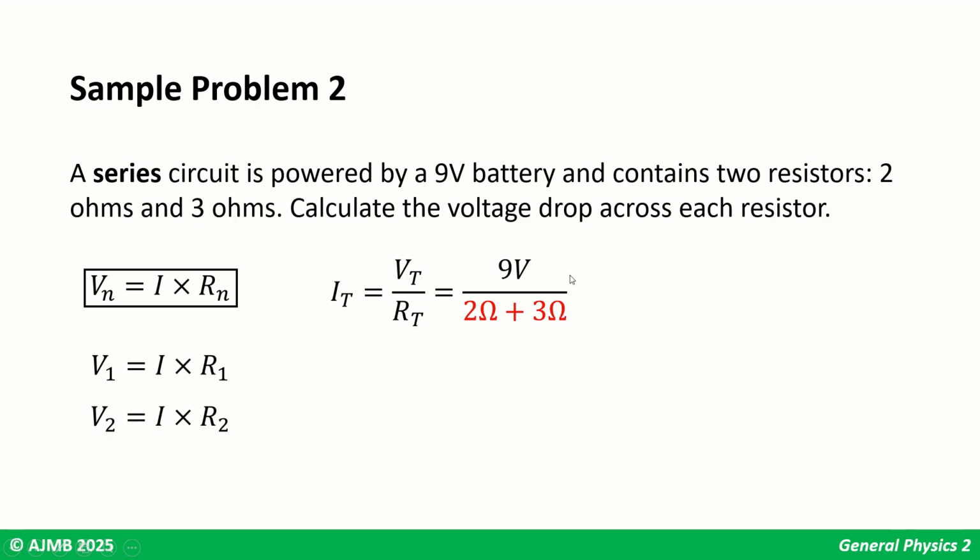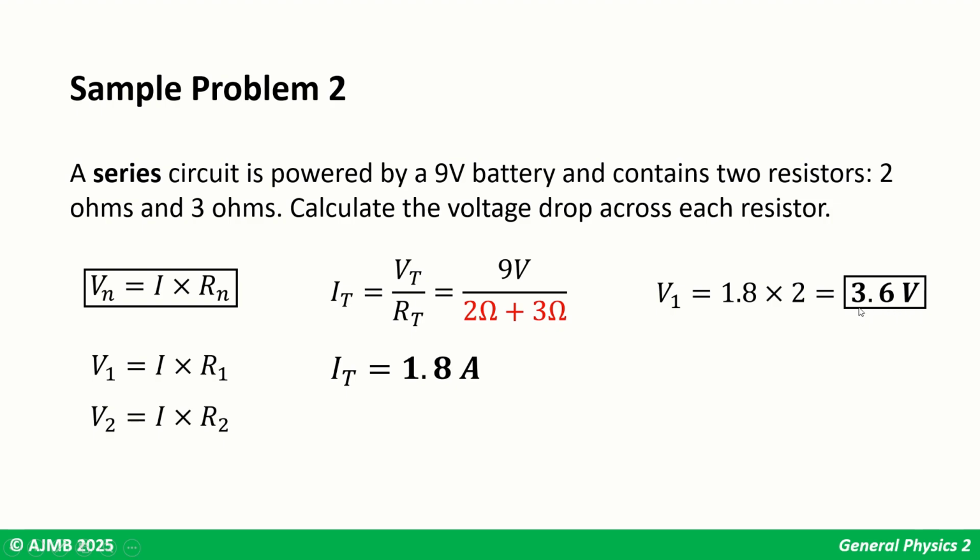Voltage over resistance. 9 volts over what's my total resistance? I only have to add them because they are in series. Again, if this is in parallel, it's a different story. 9 over 5 is 1.8 amperes. I need this 1.8 to put here in my V1 and V2. Okay, 1.8 times 2, 2 coming from R1. That's my rating for resistor number 1.